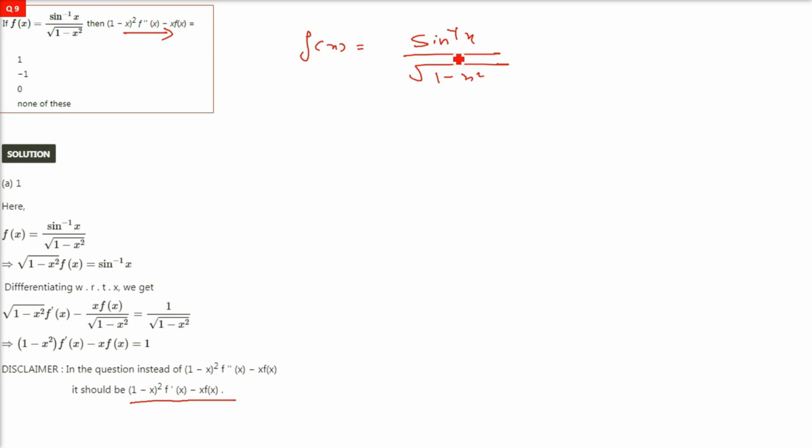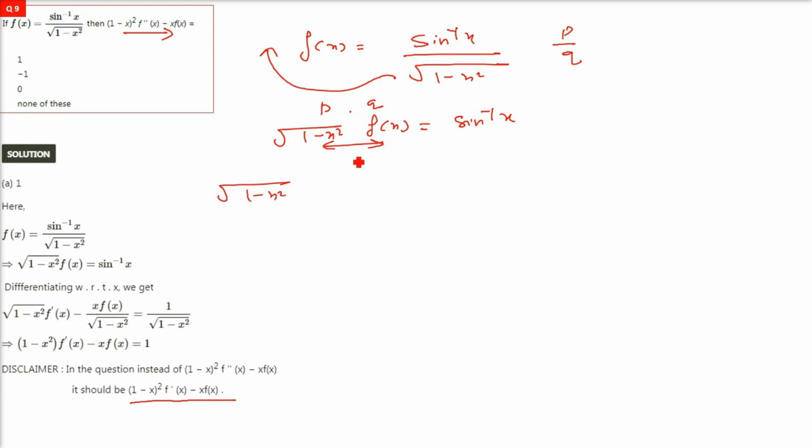So when you take this f(x), there are 2 ways you can do. Either you can use the p by q form or the quotient rule, or you can take sin inverse as first and 1 by under root 1 minus x square as the second one. Or the better way is to multiply both sides by under root 1 minus x square. So you will get under root 1 minus x square into f(x) is equal to sin inverse x. Now you can apply a product rule here in the form of p dot q. So under root 1 minus x square, differentiation of f(x) is f dash x. Then you have f(x), and differentiation of under root 1 minus x square you already know is going to be negative x by under root 1 minus x square, that we have already done in the previous discussions.